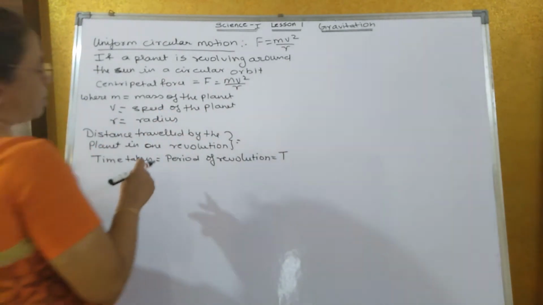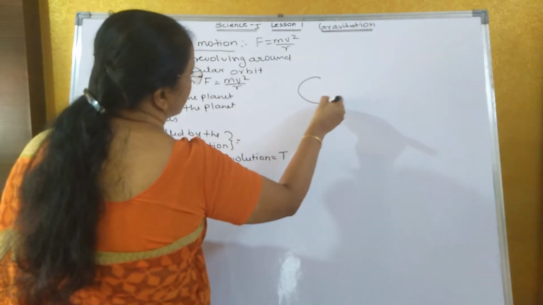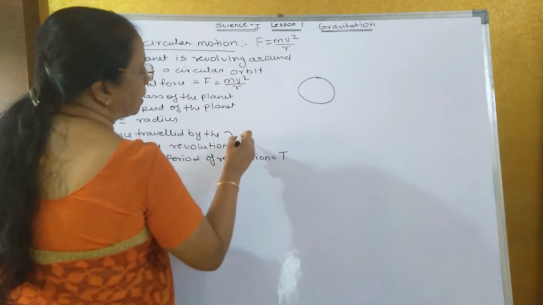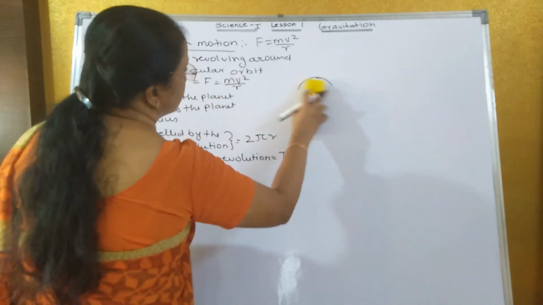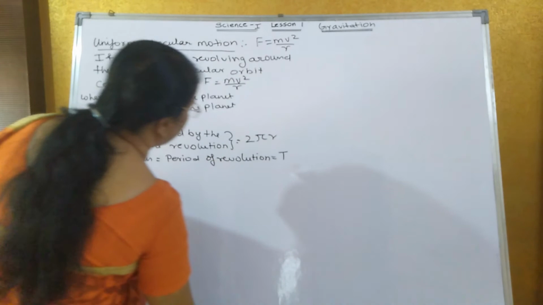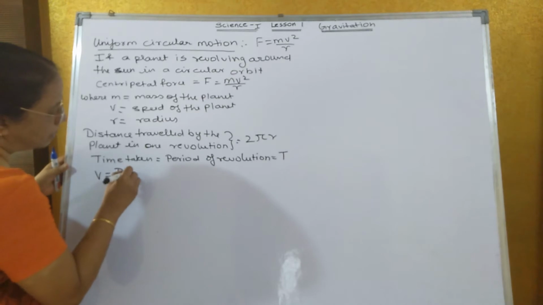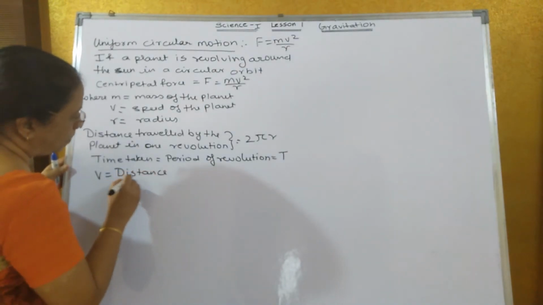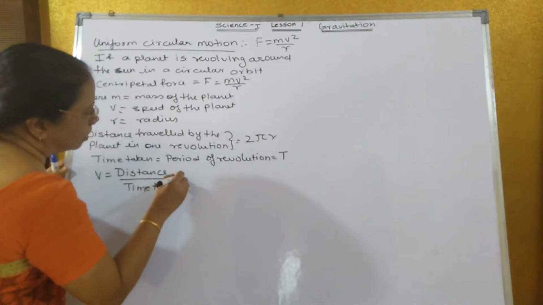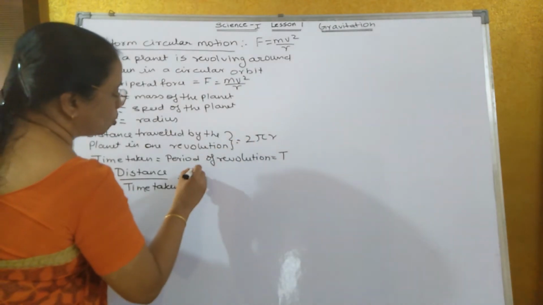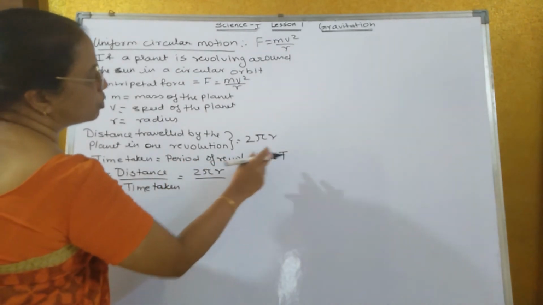Now the distance traveled by a planet moving in a circular motion is equal to the perimeter, and perimeter is always equal to 2 pi r. So in a circular motion, distance is equal to 2 pi r. Then v is equal to distance upon time taken. Distance is 2 pi r, and time taken is the period of revolution, that is t.